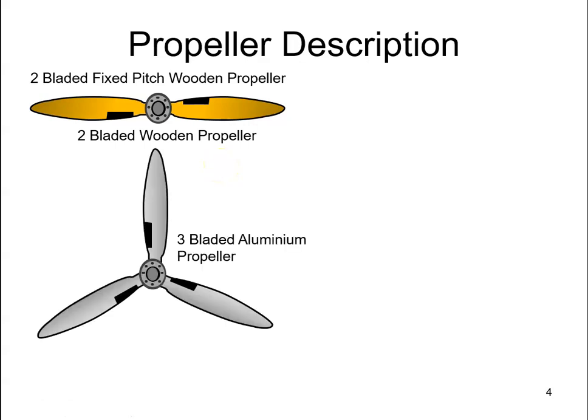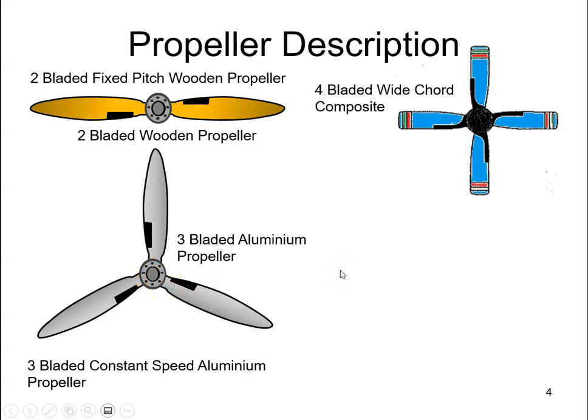Alternatively, we might have a three-bladed aluminium propeller. Again, number of blades and the material used to construct the propeller. That could be extended to three-bladed constant speed aluminium propeller. So this tells us that we are able to vary the pitch of the propeller blades. We could have a four-bladed wide chord composite. So the material is a composite, and the propeller blade has a wide chord length.